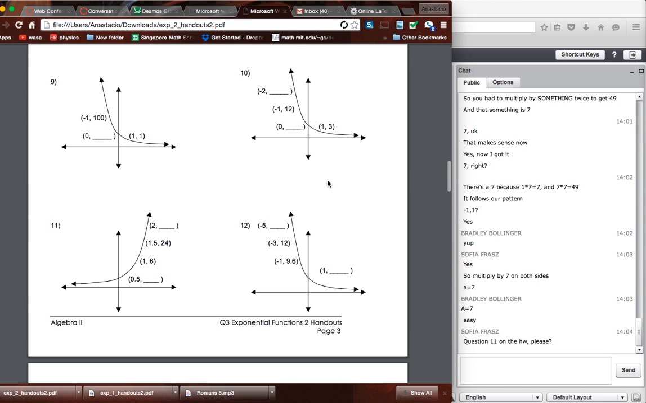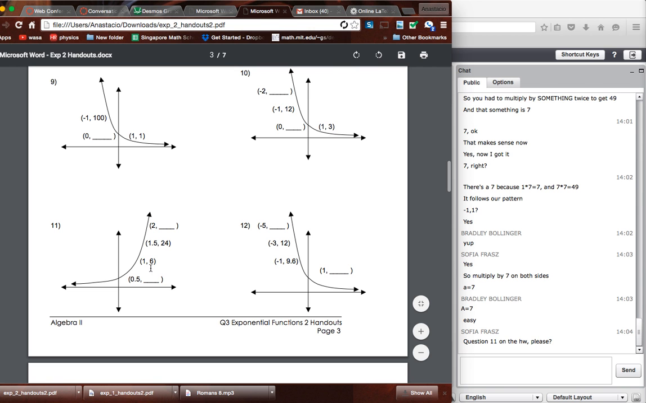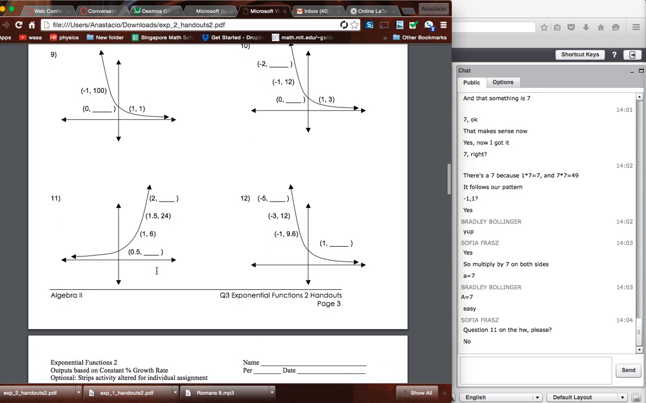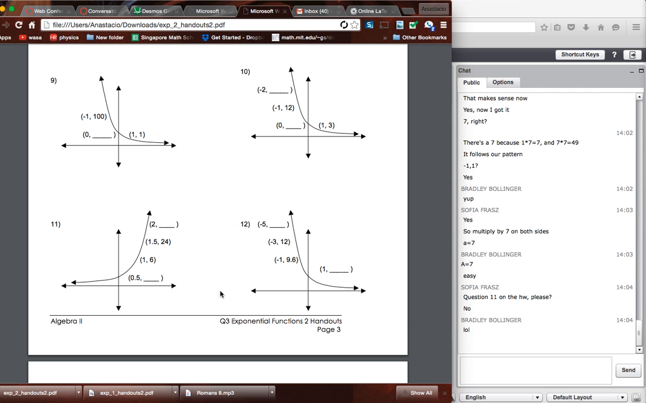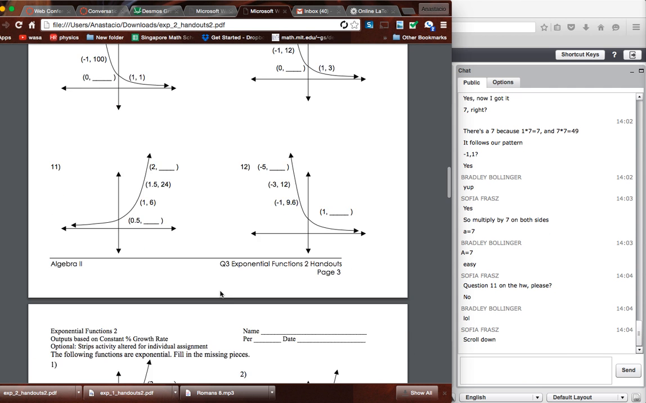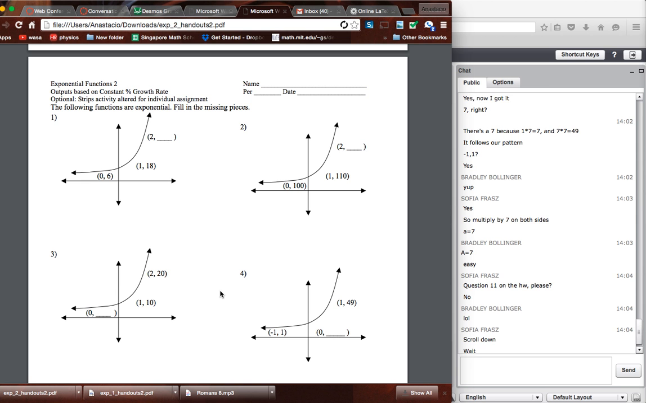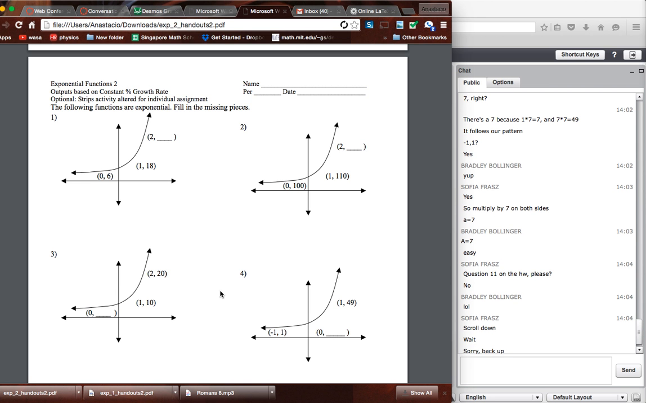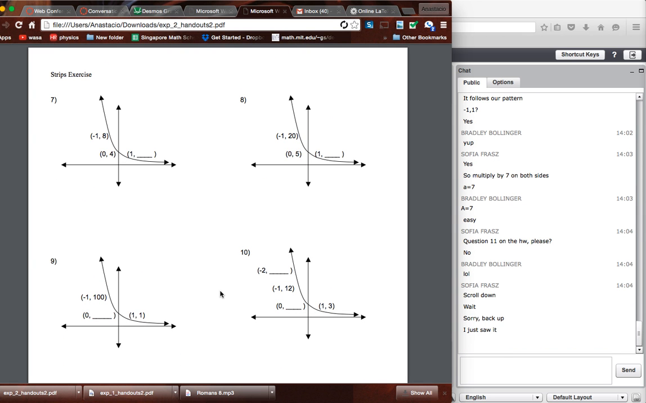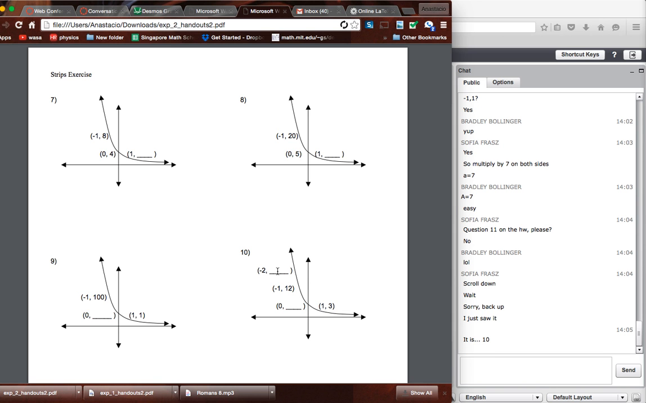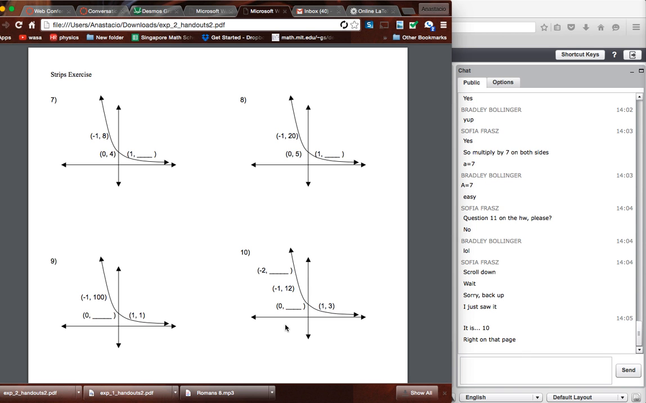So Via, you're asking for question 11. Is this question 11? I'm just curious. No? Do you see question 11 up here? Okay, back up. Back it up. Back it up. Okay, so question 11 is actually my question 10. Okay, fine. All right, let's do it then.